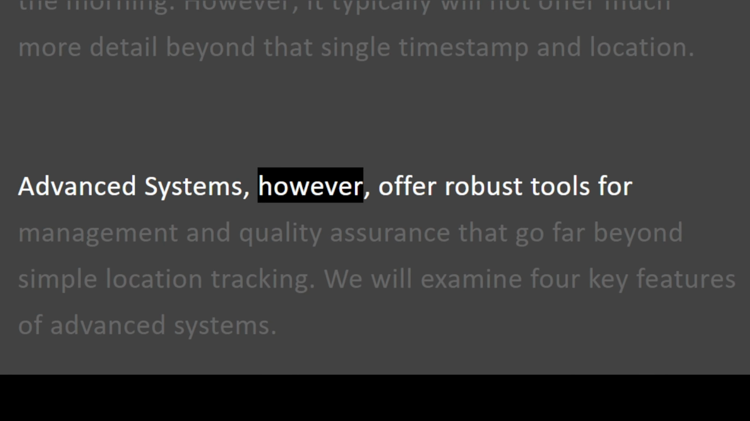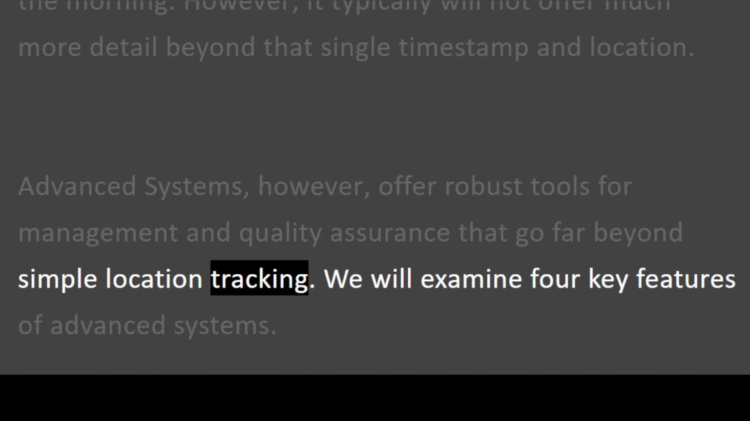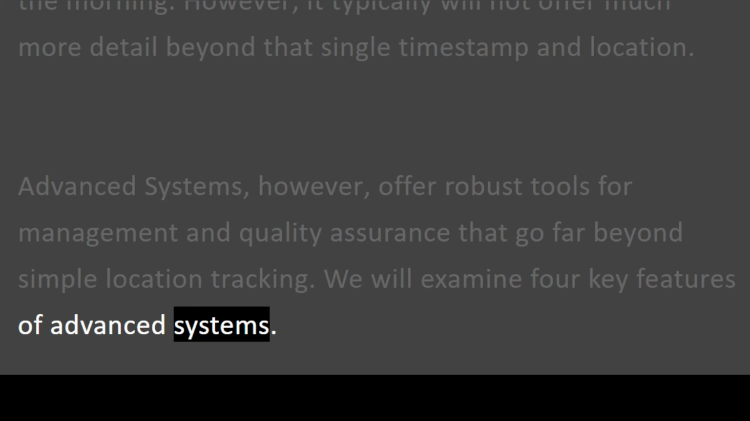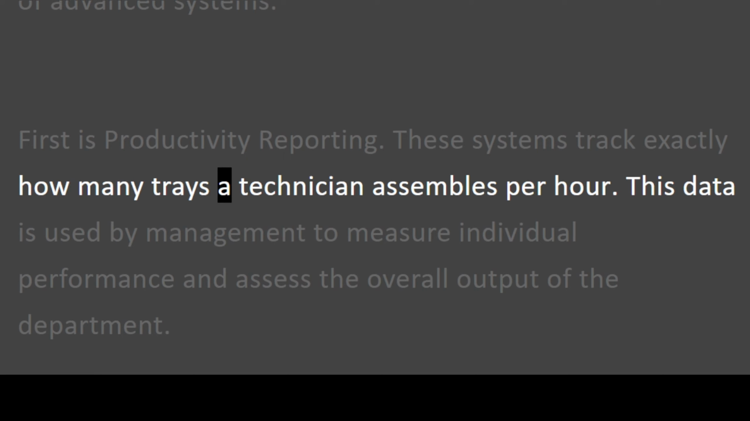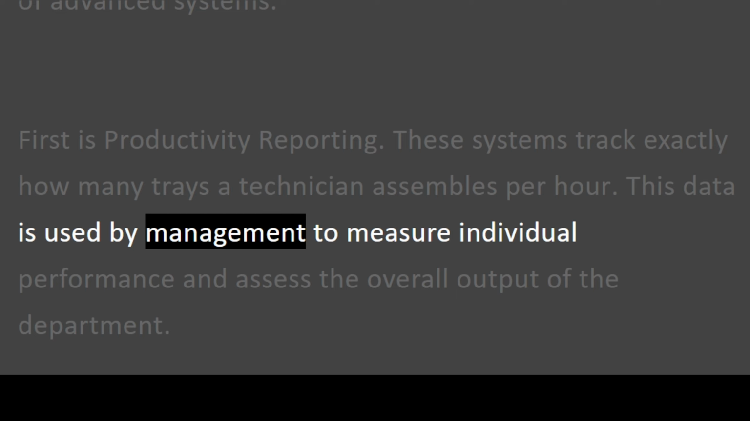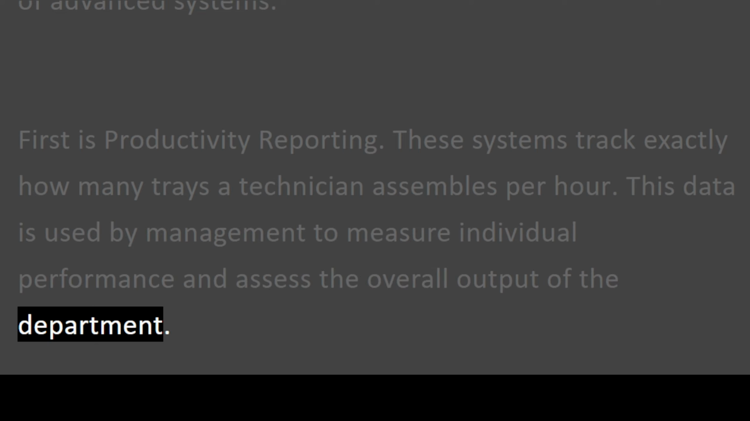Advanced systems, however, offer robust tools for management and quality assurance that go far beyond simple location tracking. We will examine 4 key features of advanced systems. First is productivity reporting. These systems track exactly how many trays a technician assembles per hour. This data is used by management to measure individual performance and assess the overall output of the department.